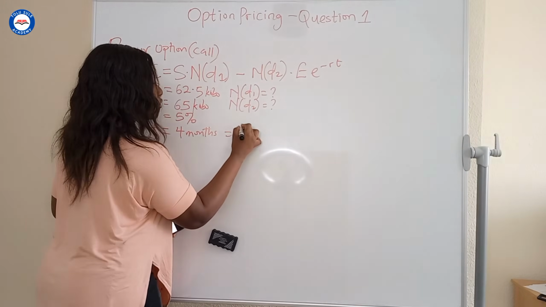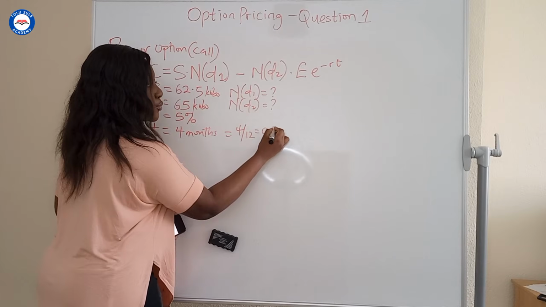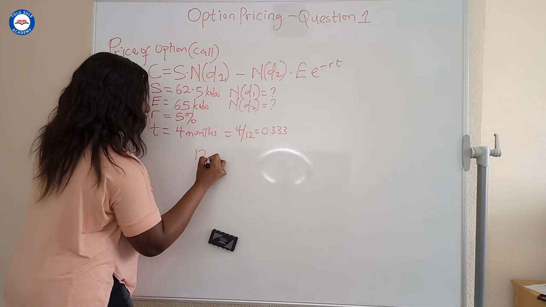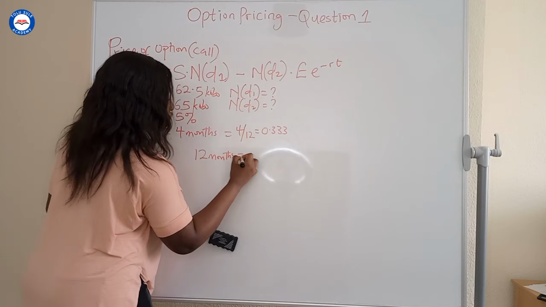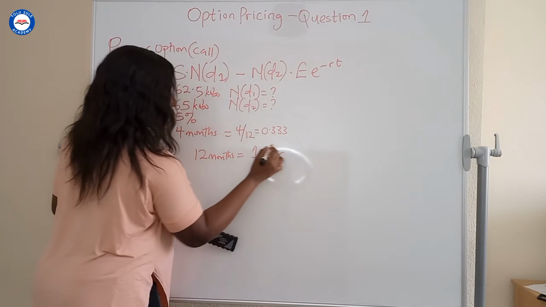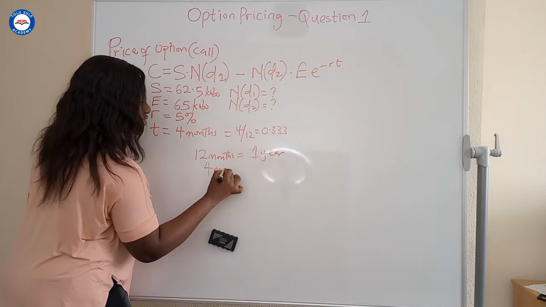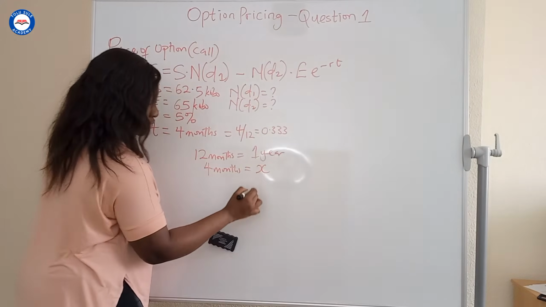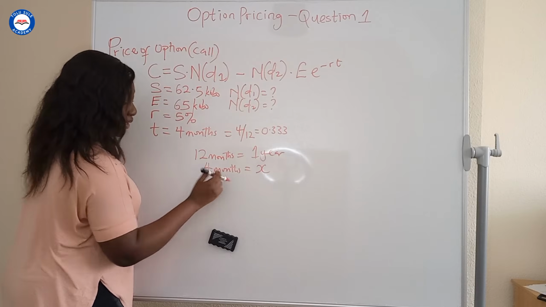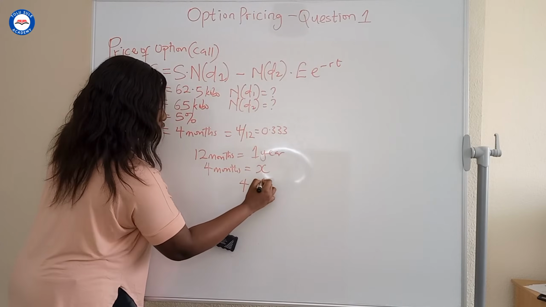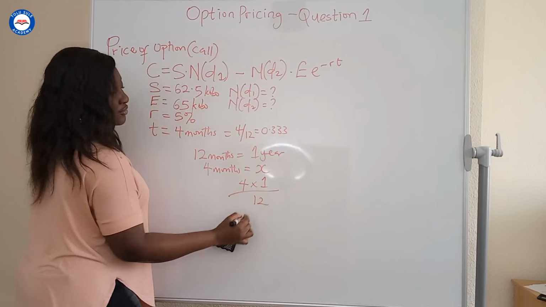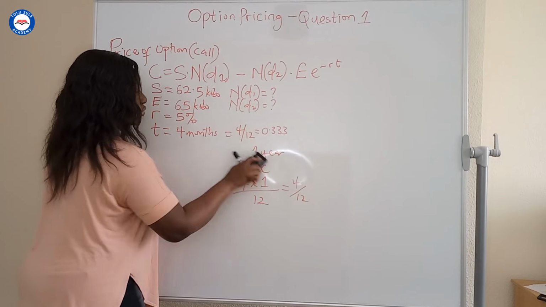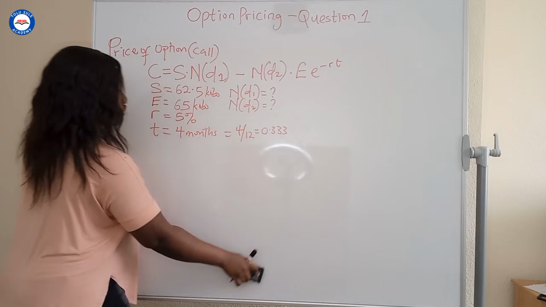So this is going to be 4/12, right? That's 0.333 years. How did I get this? 12 months is equal to 1 year. So now, 4 months, because we want it in years, is equal to how many years? You don't know. So since you don't know, you cross multiply. 4 times 1 divided by 12, right? So now I've got 4/12 years, 0.33. Put it in your calculator. So this one is just by the way.